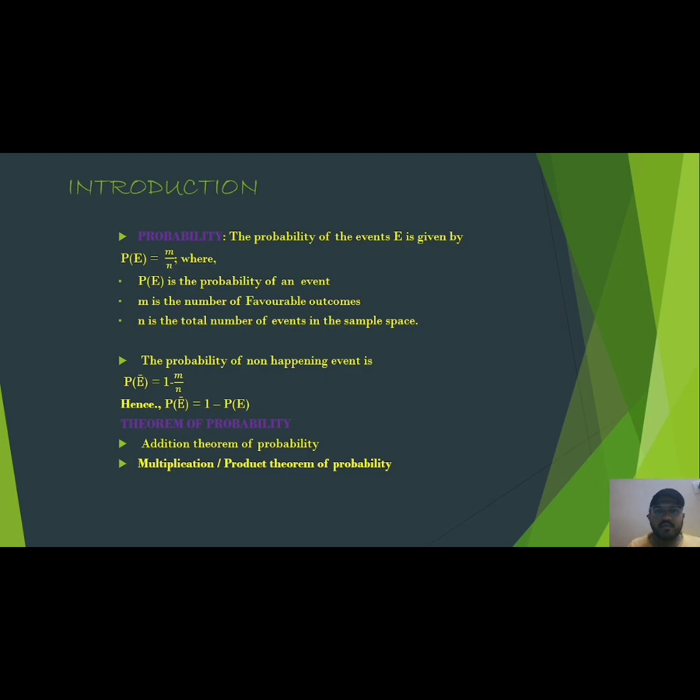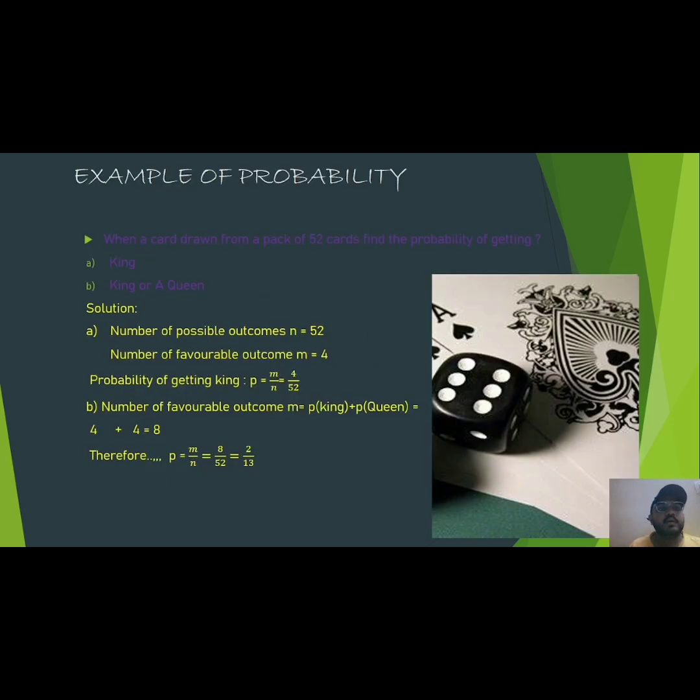The probability of a non-happening event is P(E') = (n - m)/n, which is 1 - m/n, hence P(E') = 1 - P(E). Theorems of probability: the addition theorem of probability, and the multiplication or product theorem of probability.